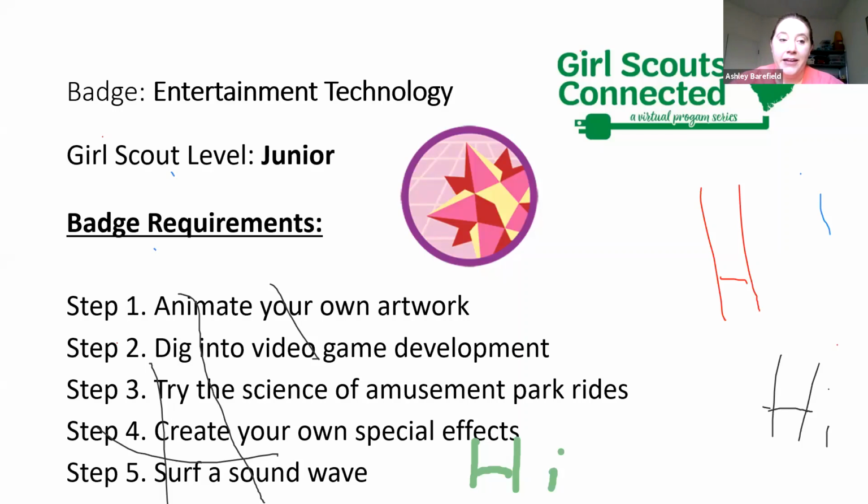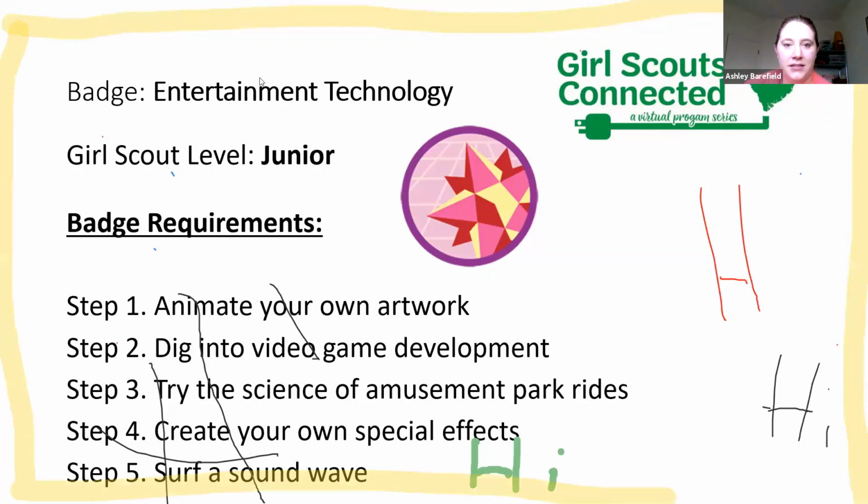So today we're going to be working on the Entertainment Technology Badge. It is for the juniors, so I'm assuming all of you are mostly in the 4th and 5th grade. So the steps that we're going to be covering today are actually steps 1, 3, and 4. Step 1 is animate your own artwork. Step 3 is try signs of amusement park rides. And step 4 is create your own special effects.